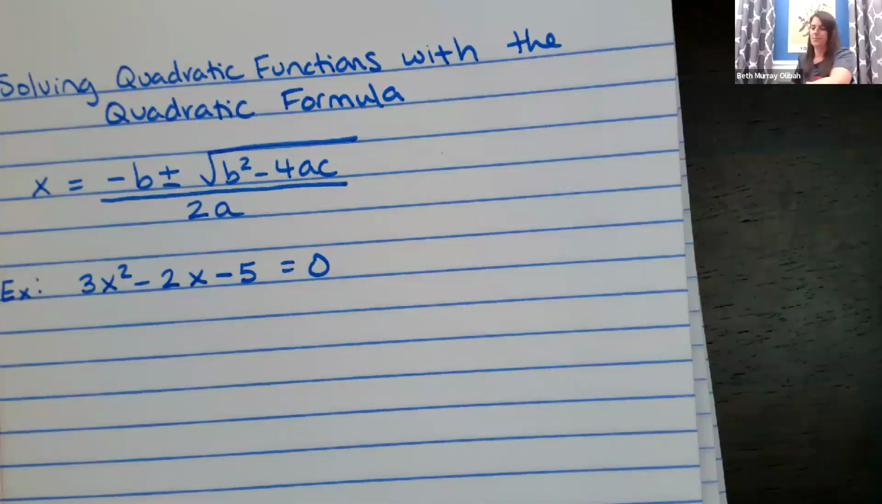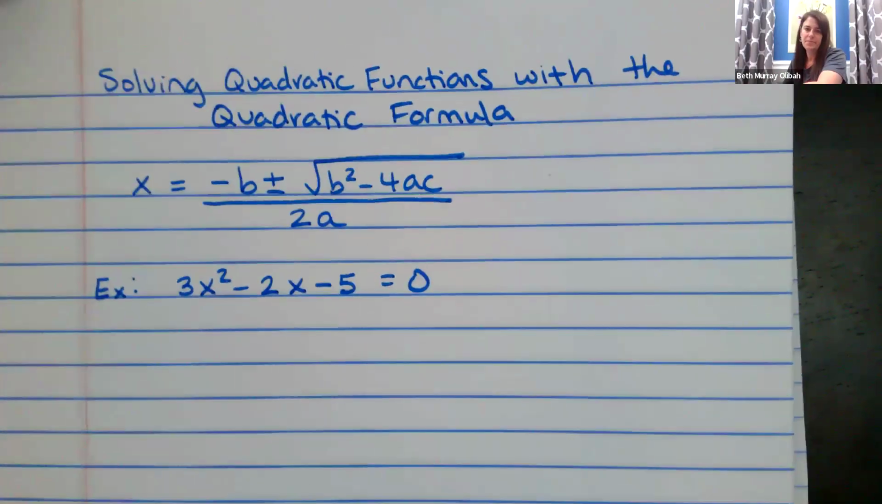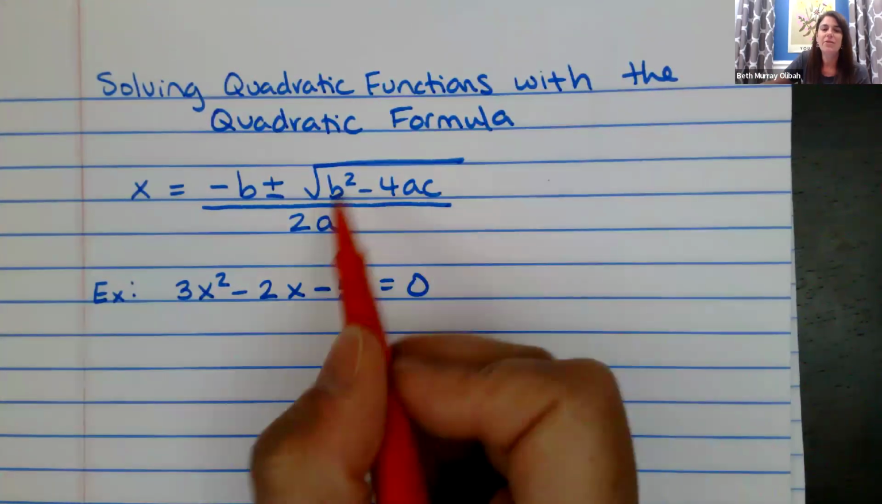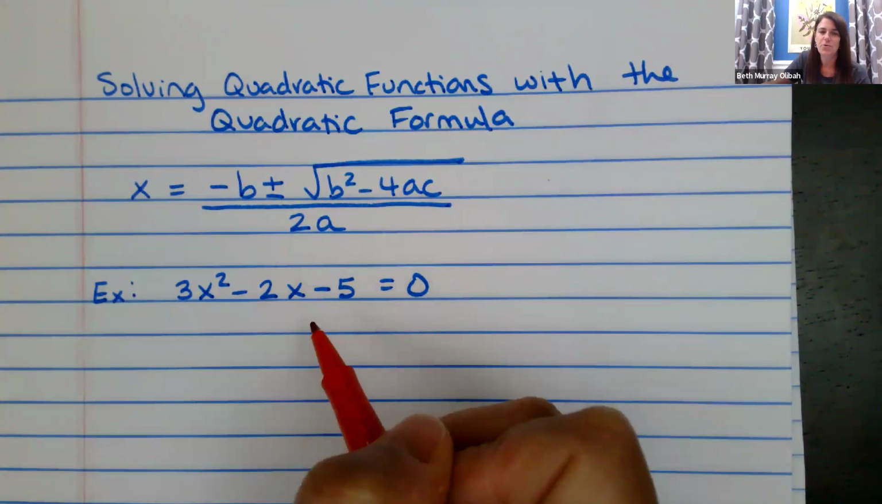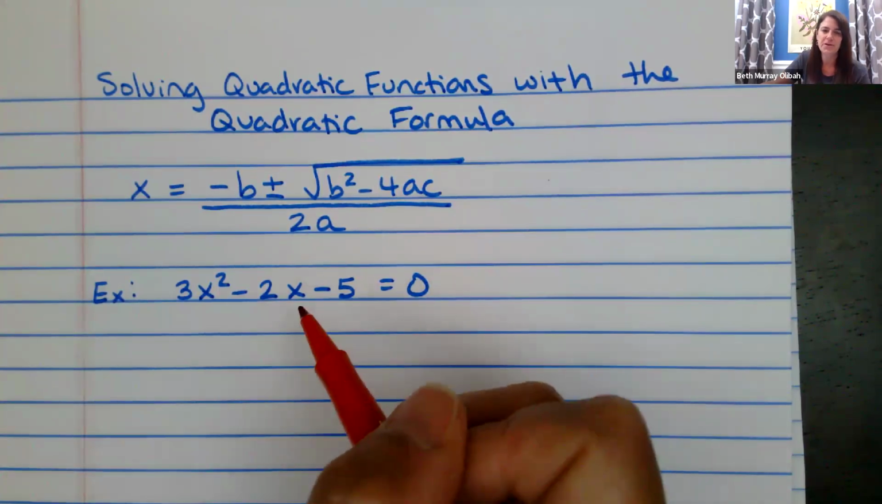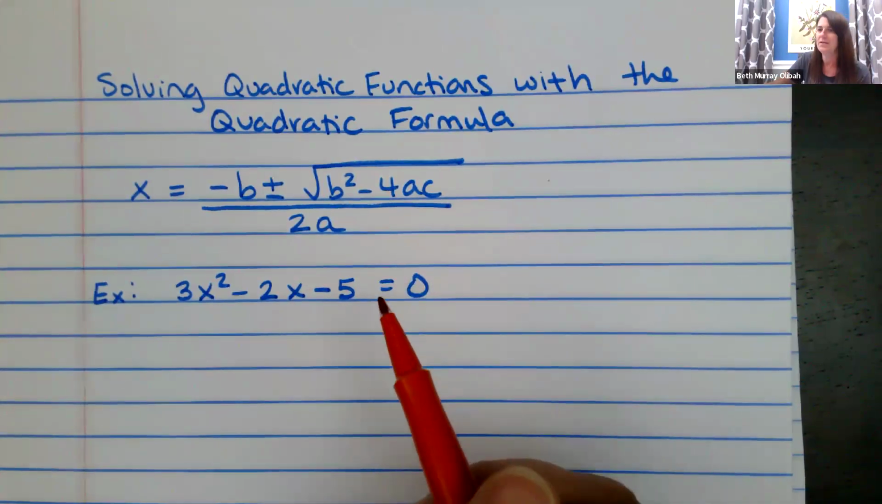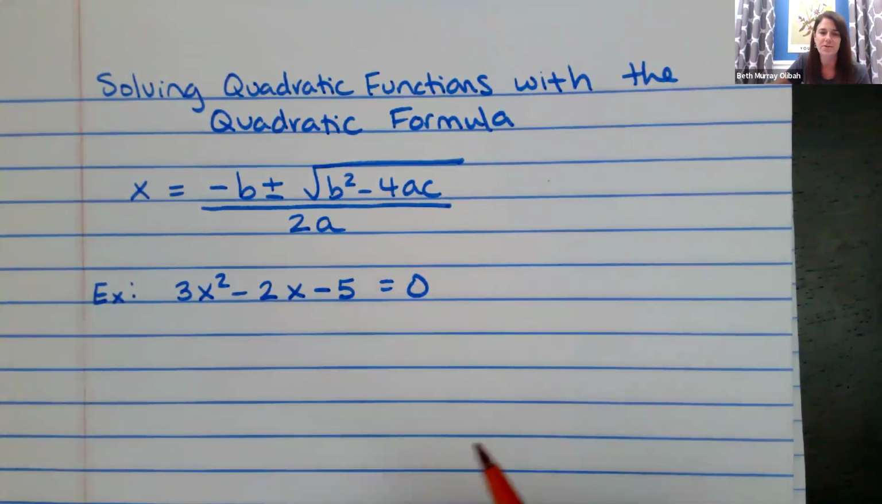We are going to solve quadratic functions with the quadratic formula. So, step one, when using the quadratic formula, is to know it. So there it is. It is another way to solve an equation. You could also use factoring to do this, but some equations can't be factored. So this is another method if you can't factor or if you don't like factoring.